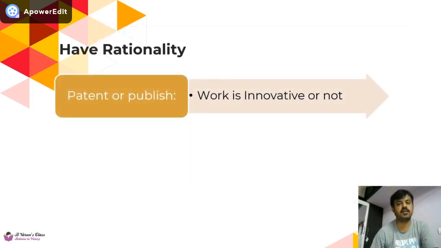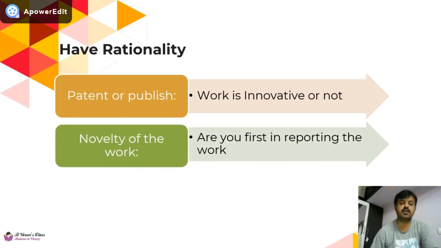While doing an academic writing, we should consider the rationality. The first and foremost thing in academic writing is we should see whether the research work or the invention is patentable or publishable. If the invention is patentable, then you should not go for publishing. If you publish, it cannot be patented.